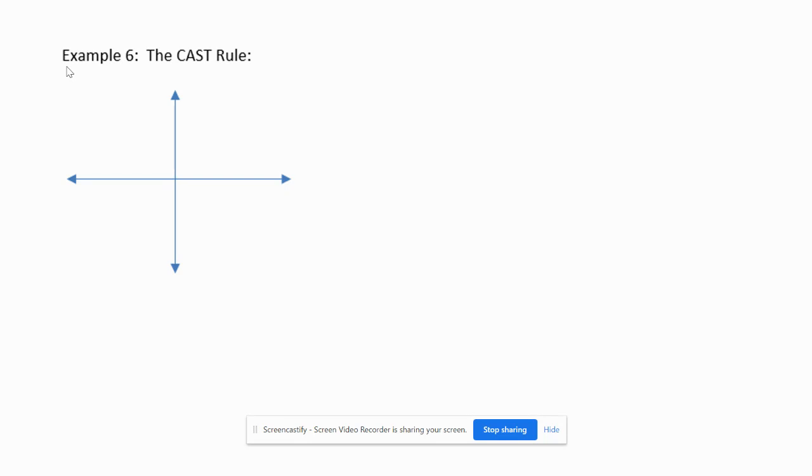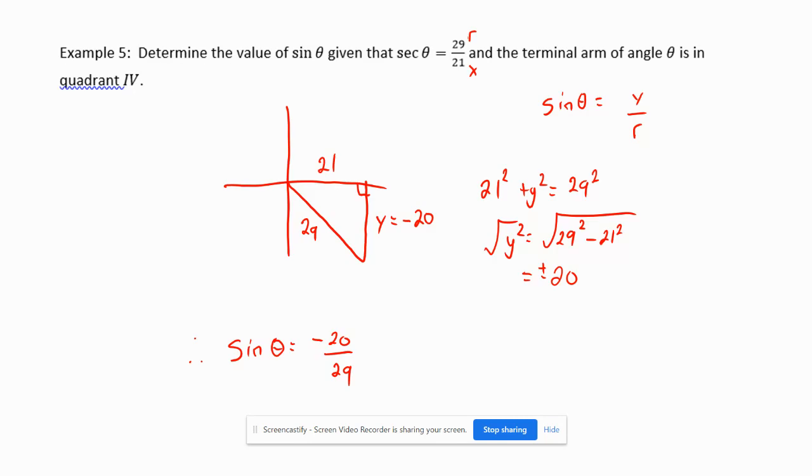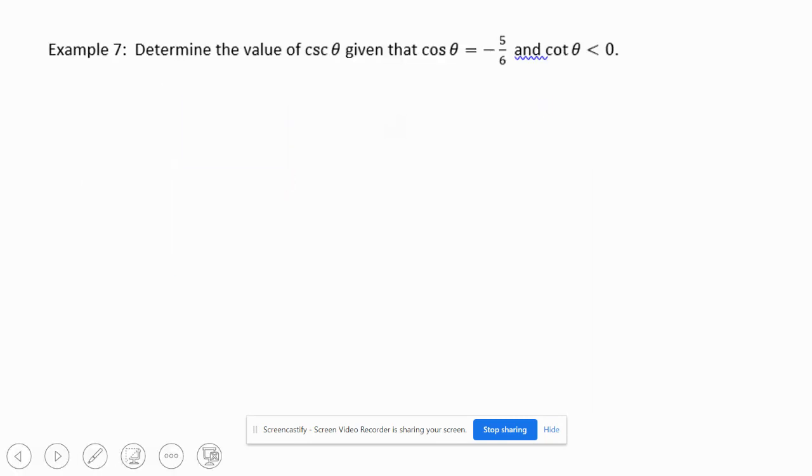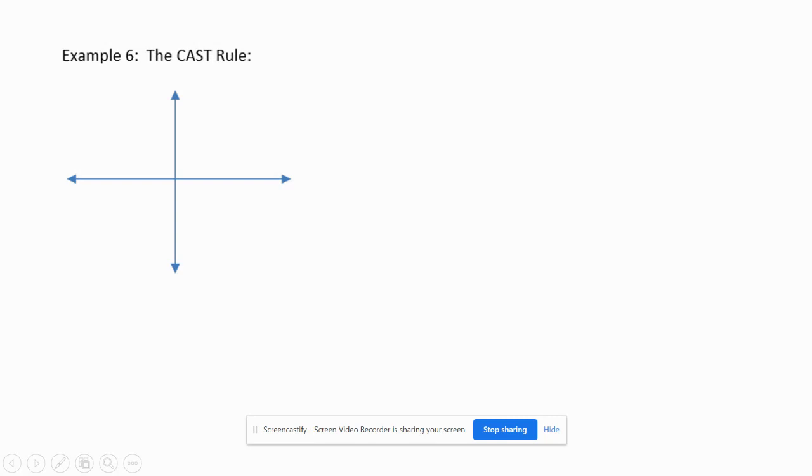Okay, so the idea behind the cast rule is that if I take a point that is in this quadrant number 1, and I draw a point over here, x comma y. So the idea here, when we look at a point like this, the x and the y coordinates can be positive or negative depending on which quadrant you're in, but the radius is always going to be a positive value. This is how we kind of define the radius of a circle. It's always going to be a positive value.